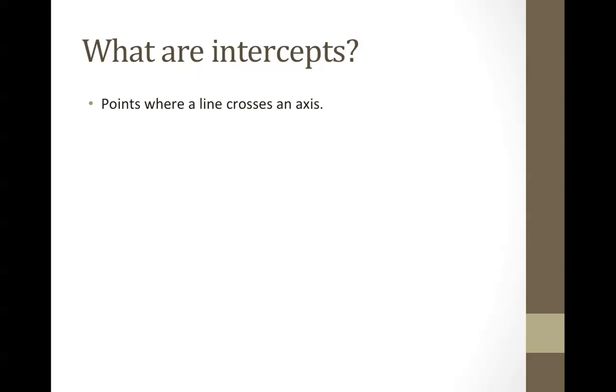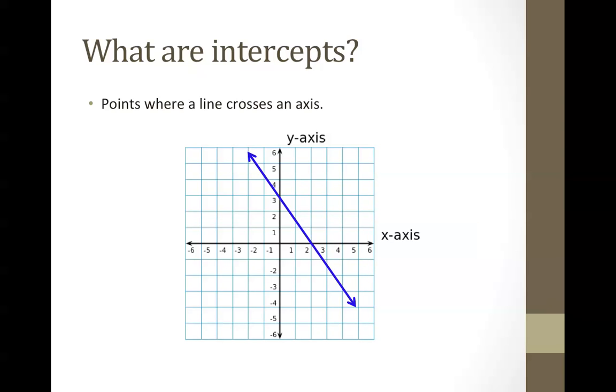Intercepts are defined as the points where a line crosses an axis. So here's a line, this particular blue line. It has some equation that goes with it, although I don't know what it is. And here's that line shown against a coordinate axis. Notice that this blue line crosses the x-axis here, and we call that point the x-intercept. It crosses the y-axis here, and that point we call the y-intercept. So the intercepts are just the points where the line crosses each axis.